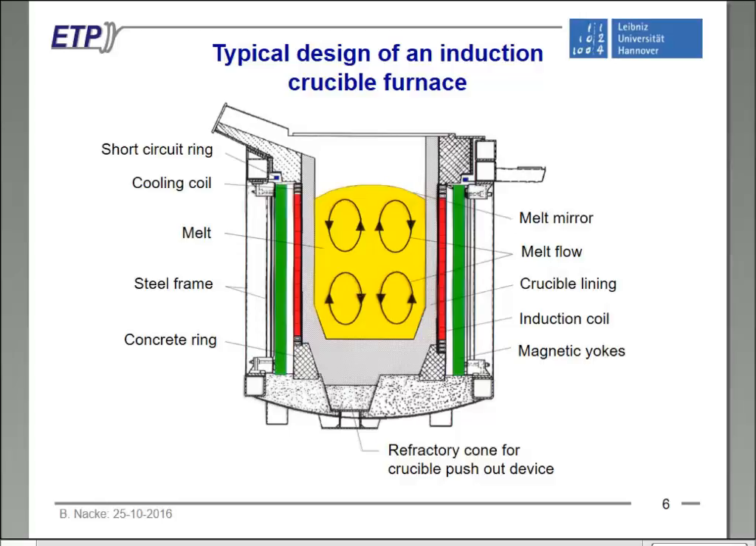Then inside the coil we have the crucible, which is typically a part which is renewed after some time, after some number of charges. For gray iron it's typically 2 weeks or 4 weeks maybe, then this will be completely renewed. Also we have here in the bottom in modern furnaces a cone which is used to push the crucible out of the furnace if it has to be renewed.